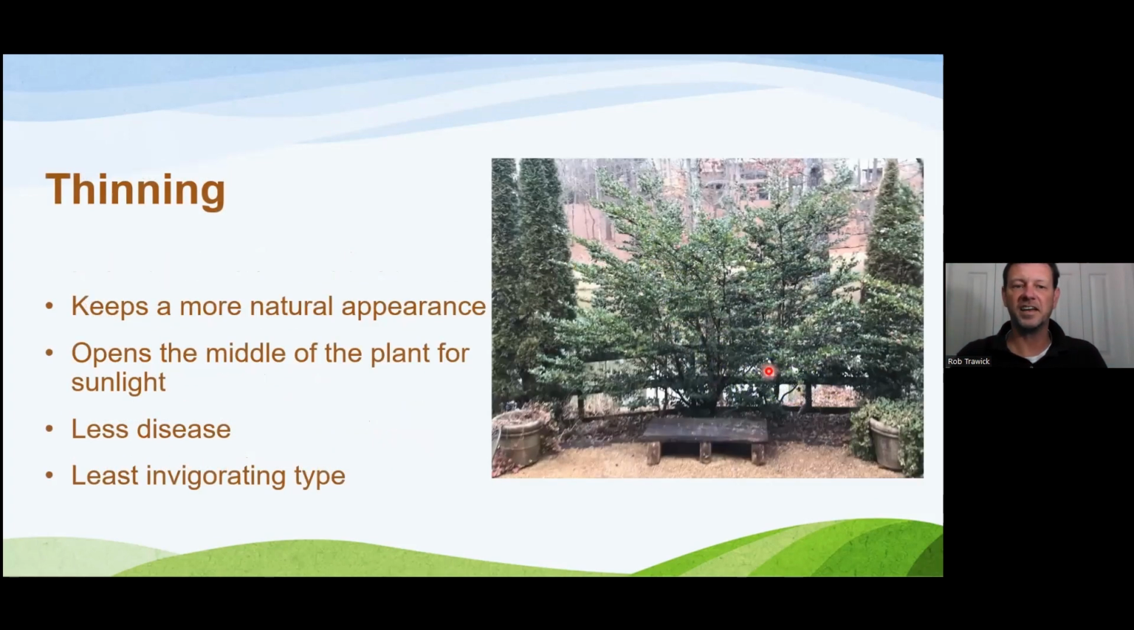So thinning, again, keeps a much more natural appearance. It opens the middle of the plant for sunlight. What that does is it allows more air movement through the plant, which reduces disease exponentially. And again, it's a less invigorating type of pruning. So instead of pruning a plant one time a year, you end up having to prune this thing every 4 to 6 weeks if you make these heading cuts on the more formalized pruning.